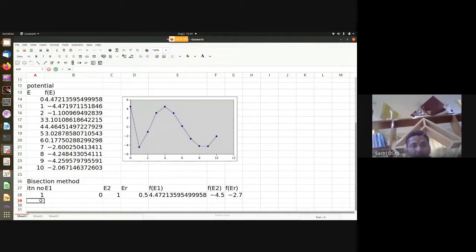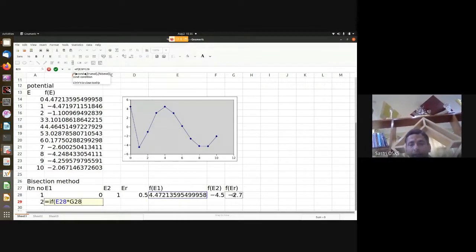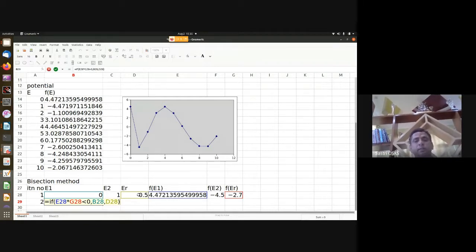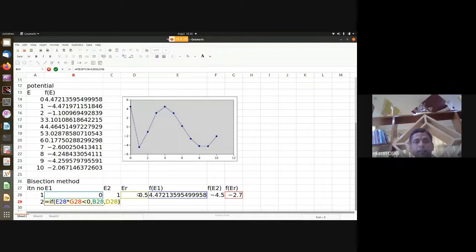In the second iteration, we have to use that condition. So you put if condition. If f of E1 star f of ER is less than 0, then E1 will not change. So E1 will remain as E1 itself. Else it will become ER. Did you all get this condition? Yes, sir. Right.